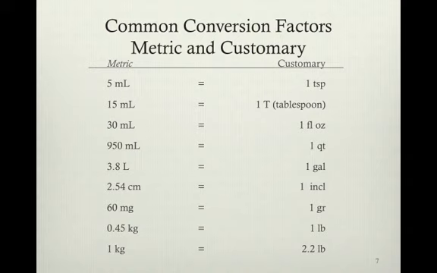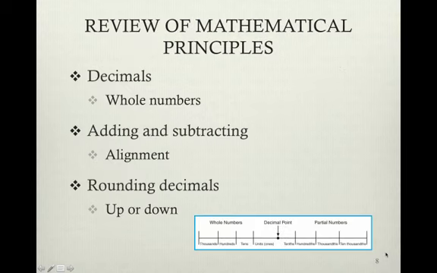So 30 mils is 1 fluid ounce, 950 milliliters is 1 quart. 3.8 liters is a gallon. 2.54 centimeters is an inch. 60 milligrams is equal to 1 grain. Now, we don't see that, thank goodness, very often, but occasionally we will get somebody that will administer something in grains. 0.45 kilograms is 1 pound, and 1 kilogram is 2.2 pounds.